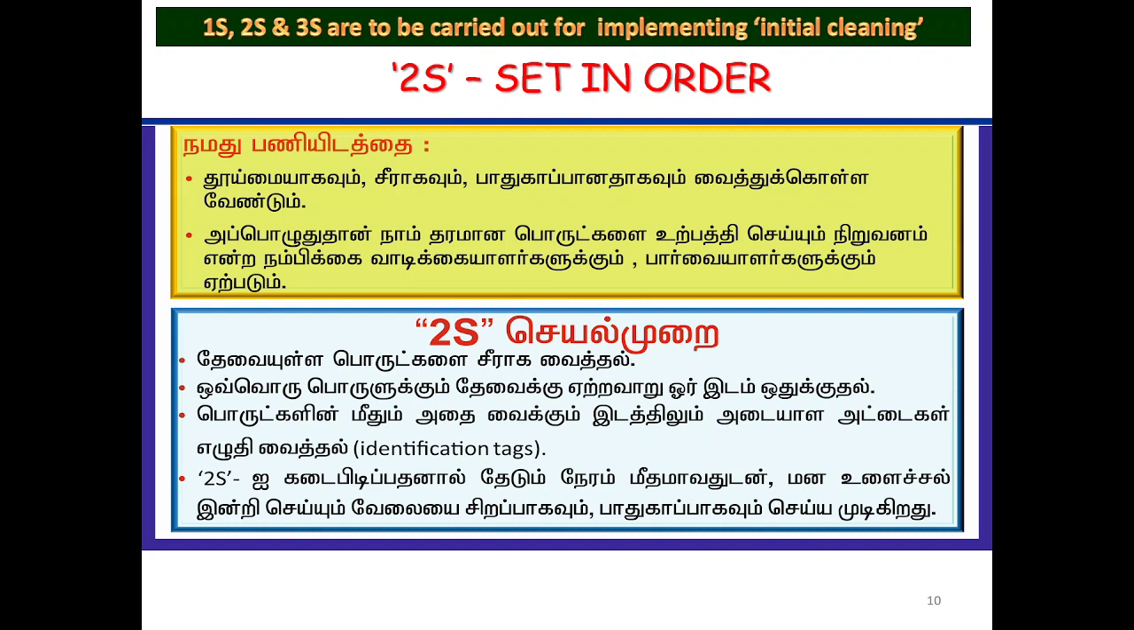Next, how to do 2S. Arrange all the wanted essential things in order with appropriate identification so that they can be quickly and easily retrieved, and also put back at appropriate places after use without any difficulty. In other words, ensure a place for everything and everything in its place. This will save time and energy in searching for wanted things and also ensures safety too.